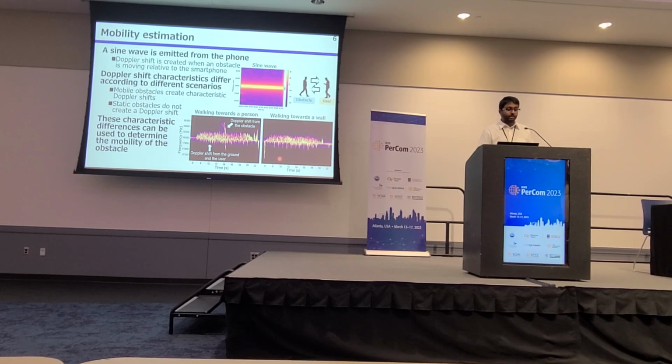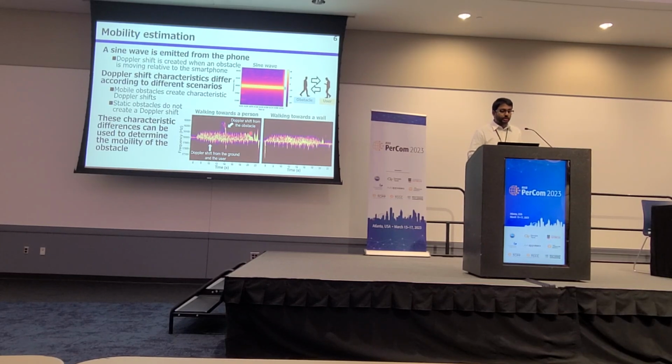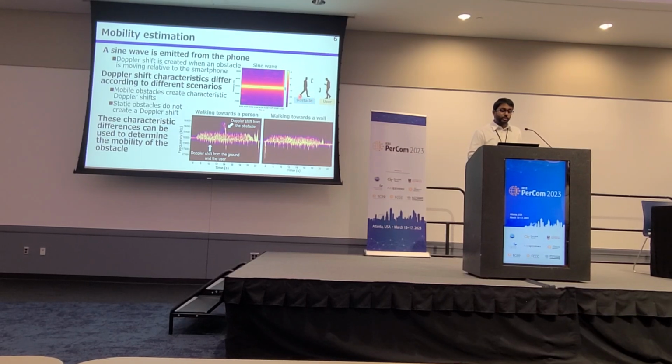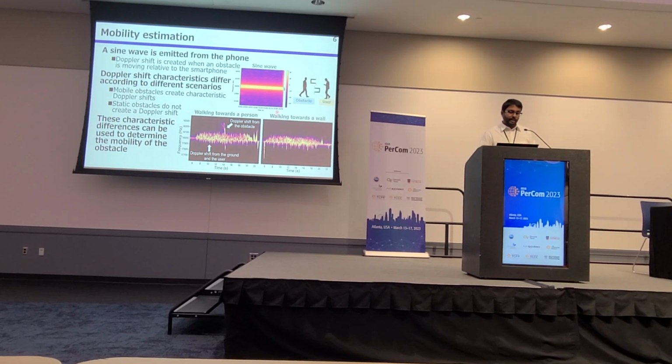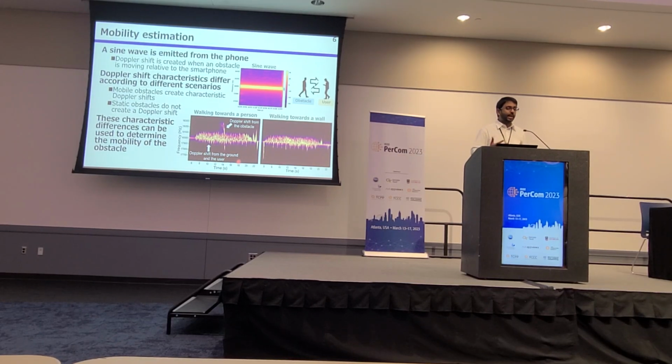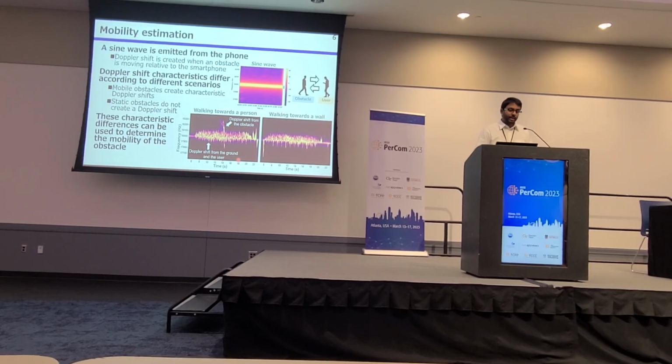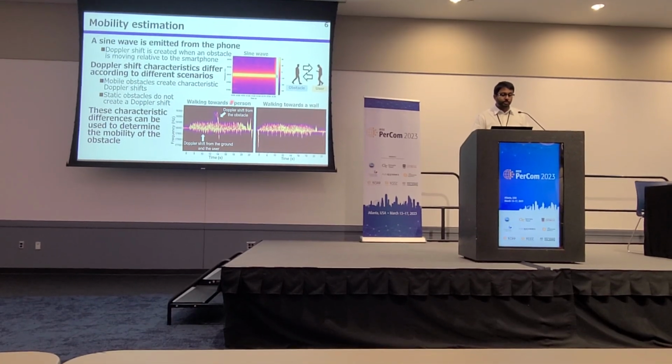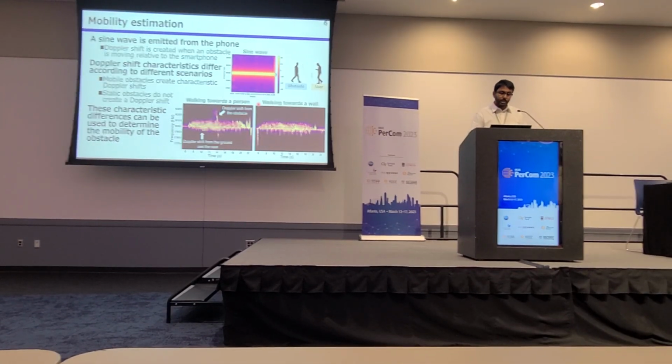And here you can see two FFT spectrograms we calculated using reflected sine waves under two different scenarios. In the first one, the user moved towards an obstacle, which was a person in this case, a mobile obstacle, who also walked towards the smartphone user. And here you can see the Doppler shifts created by the ground as well as the moving body parts of the user. And you can also observe the Doppler shifts created from the obstacle.